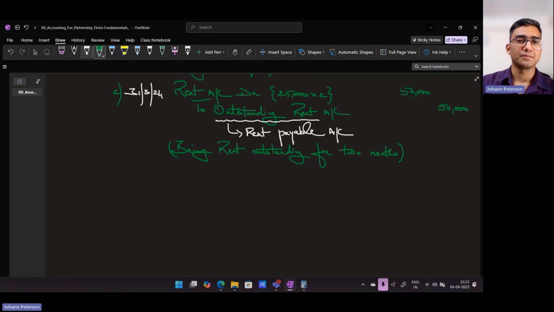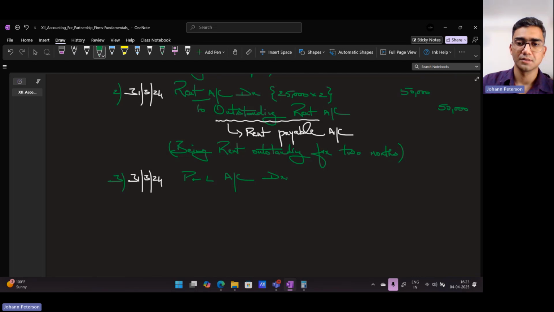And one more entry. The last one, which is at the end of the year, where we transfer all this expense into our P&L account. We show this as an expense. So that will again be on 31st March 24. Since it is an expense, P&L account debit, amount will be 2 lakh 50 plus 50 makes it 3 lakh.